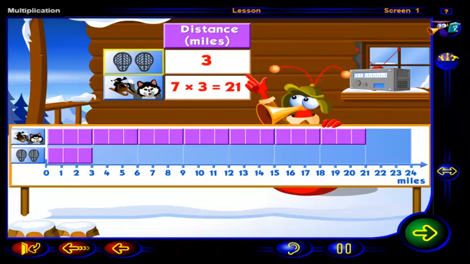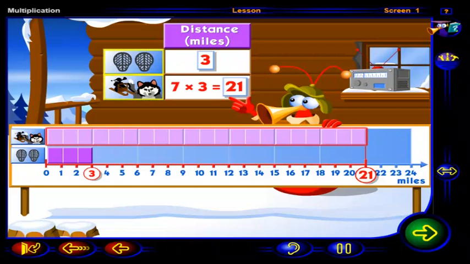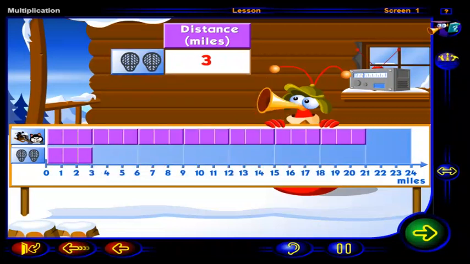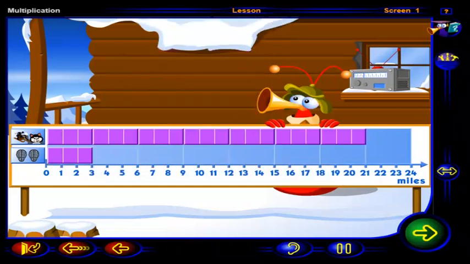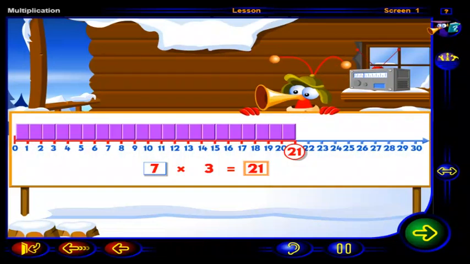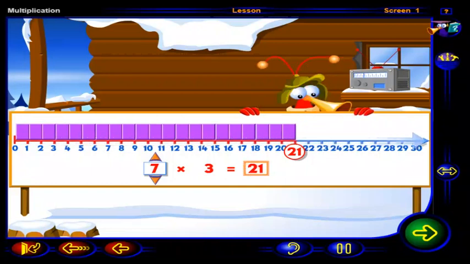So, while the explorer on snowshoes has traveled about 3 miles so far, the explorer on the dog sled has traveled about 21 miles so far, which is a lot farther. Click on these arrows to change this number. Watch how the number of bars changes. And watch how the total length of the bars shows the product of these two numbers.